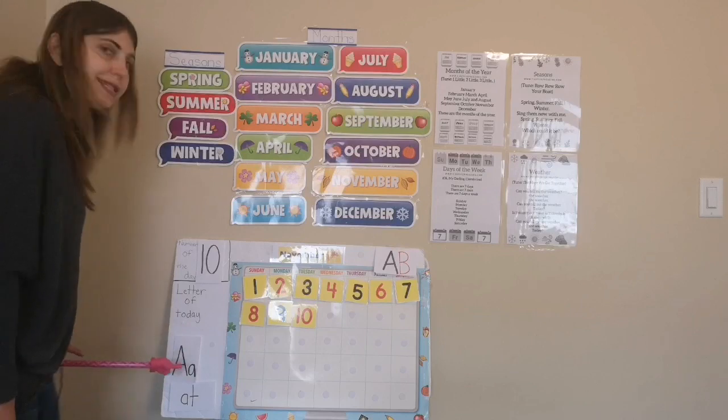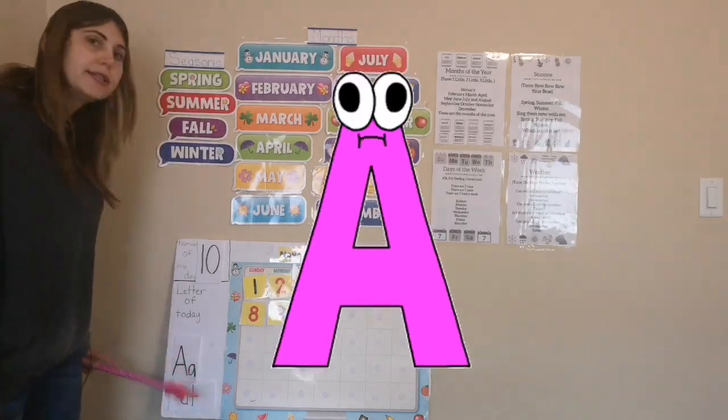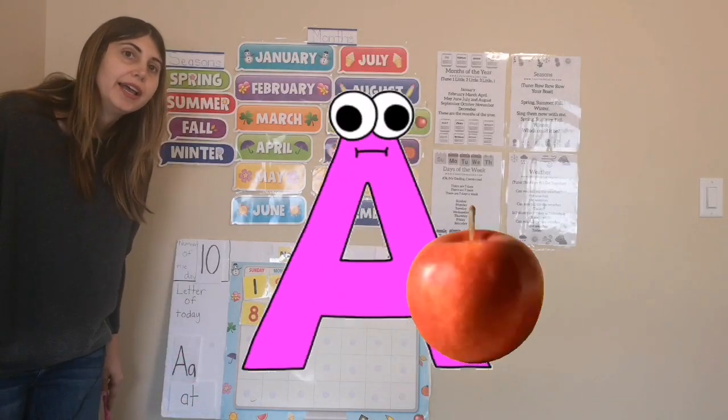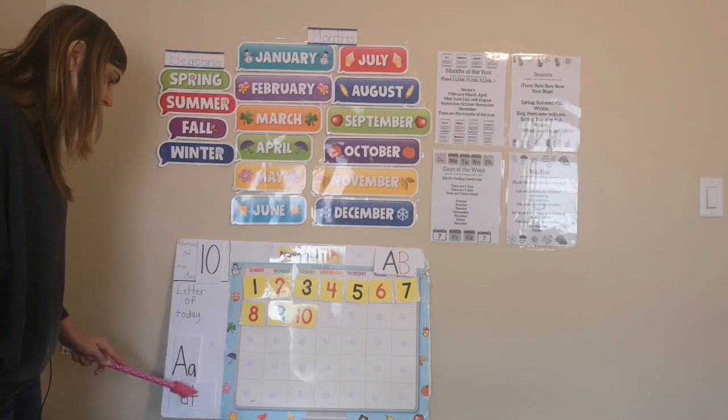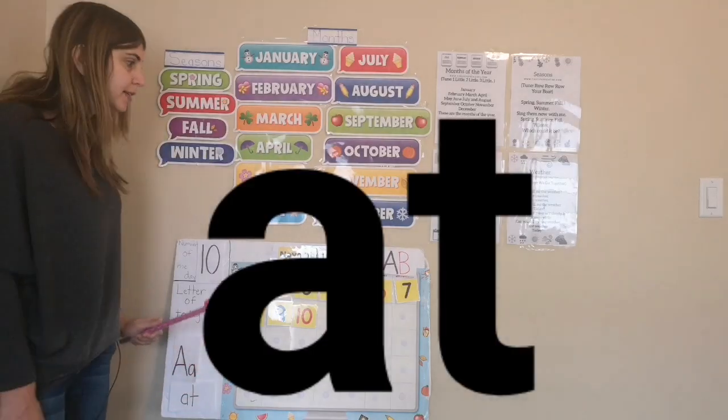My letter for today is A, and an A says ah, like apple. And my letter family for today, my word family, is at.